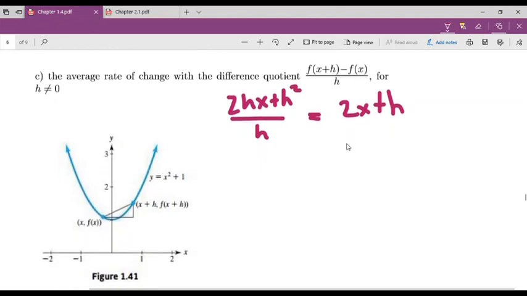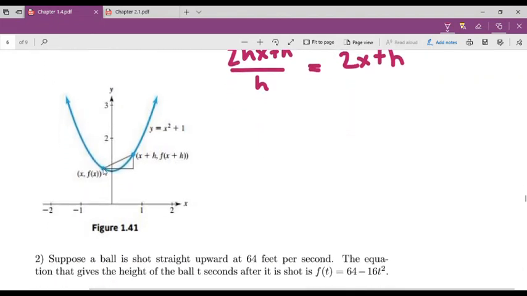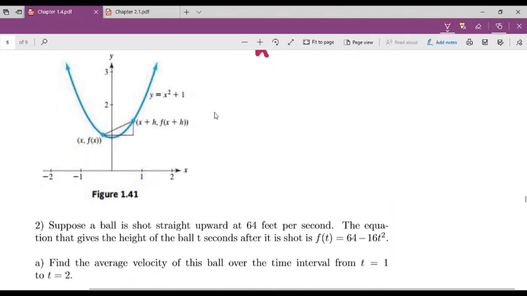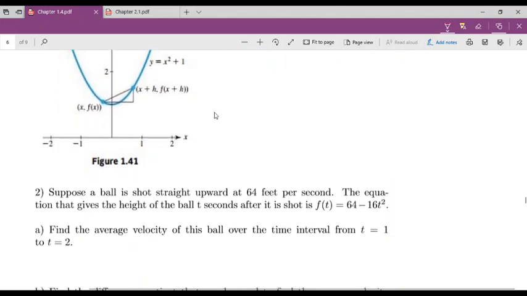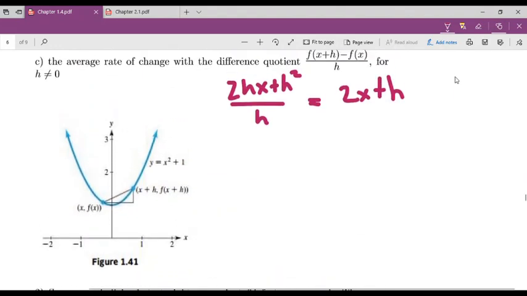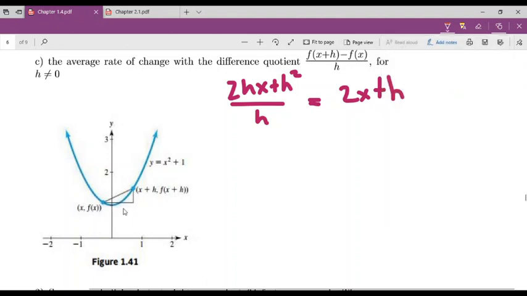Okay. Here's a little graph of it, which essentially says I can choose any point x, move an amount h over, and the slope of this secant line from point to point is going to be that 2x plus h with this particular equation, y equals x squared plus 1. Okay, simple enough.